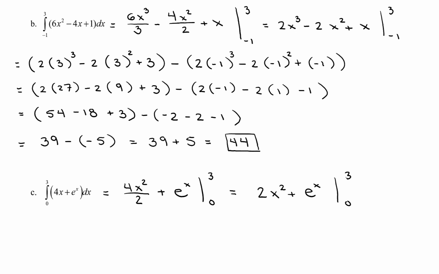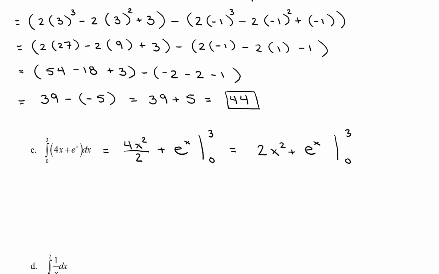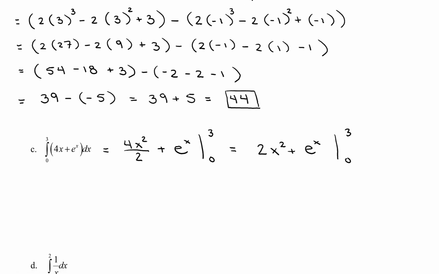All right, so we're going to go ahead and evaluate this antiderivative at 3 first, and then we will subtract what this antiderivative is evaluated at 0. So it's going to be equal to, open the set of parentheses, 2 times 3 raised to the second power plus e raised to the third power, close the parentheses, minus, we're going to have open set of parentheses, 2 times 0 squared plus e raised to the 0 power, close the parentheses.